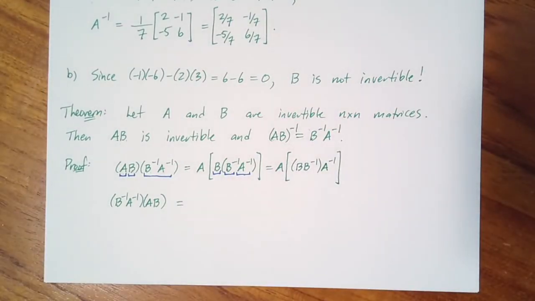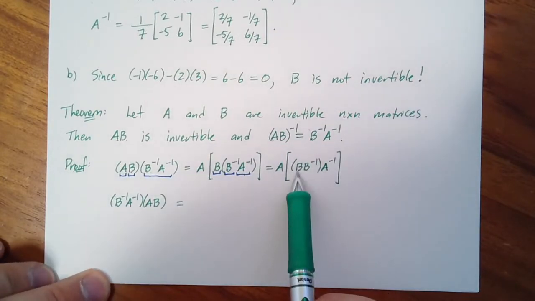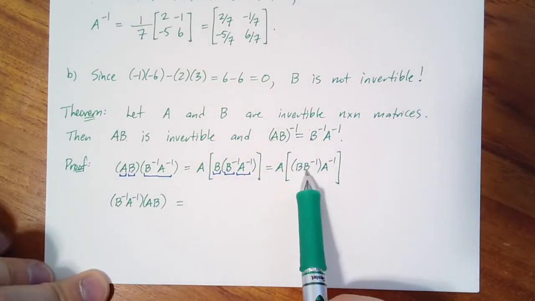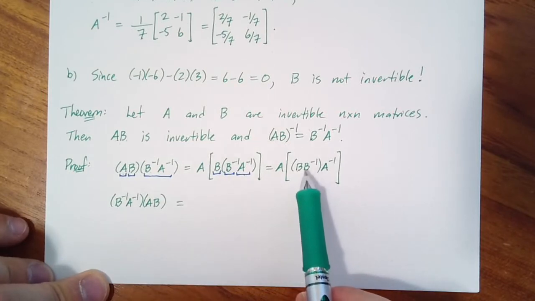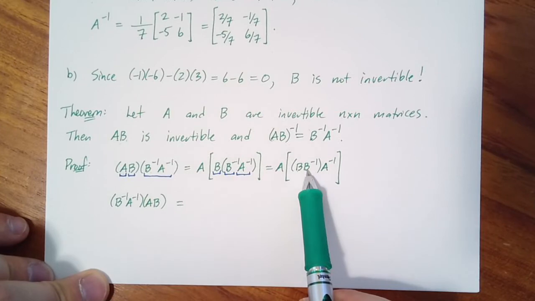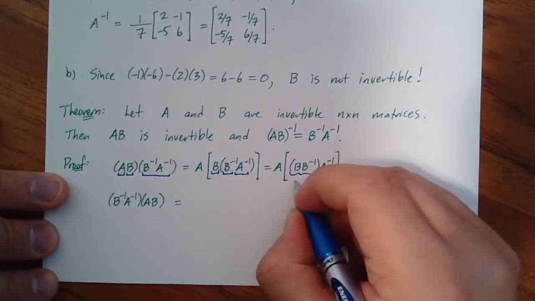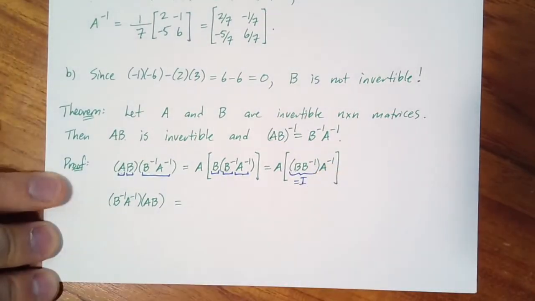times A inverse, right? And the reason I want to do this is because now I can go somewhere with this, because I don't know what B is, and I certainly don't know what its inverse is, but I do know that the definition of an inverse implies that if you multiply a matrix by its own inverse, you get back the identity matrix. So this part right here is equal to the identity.